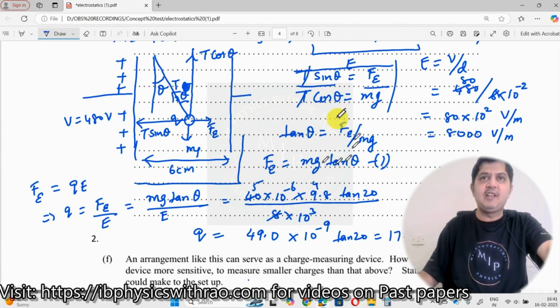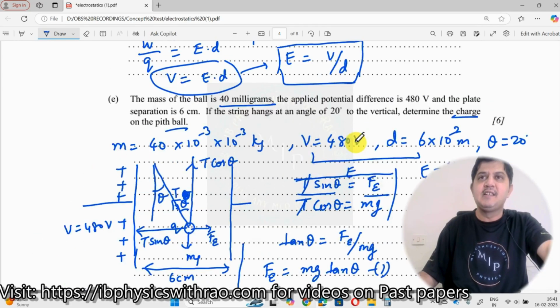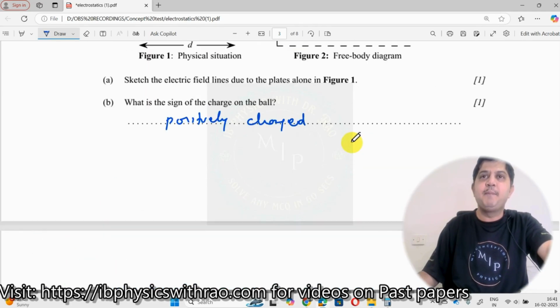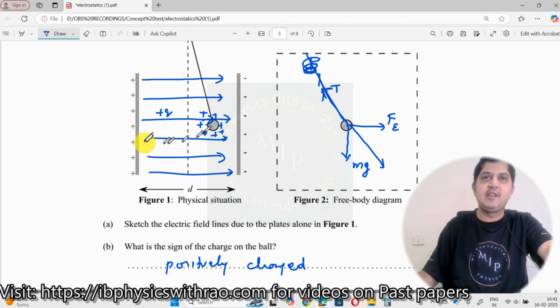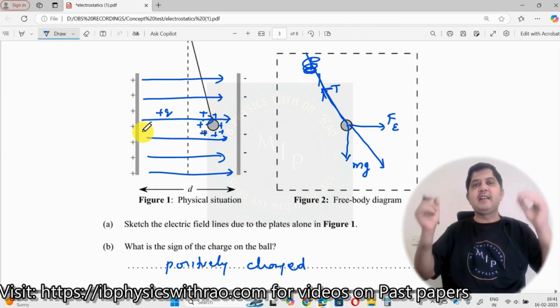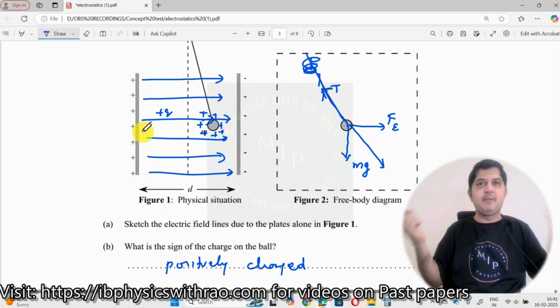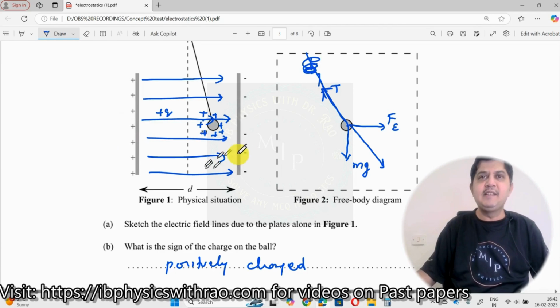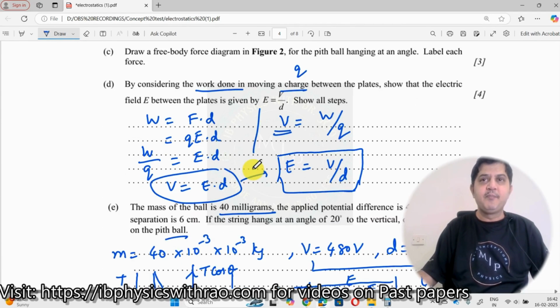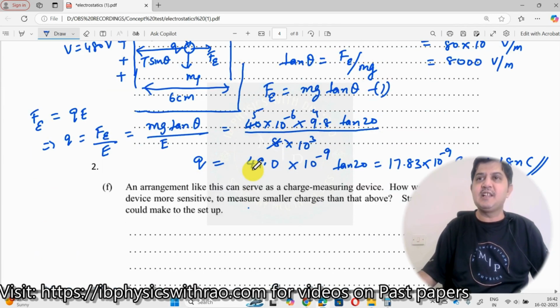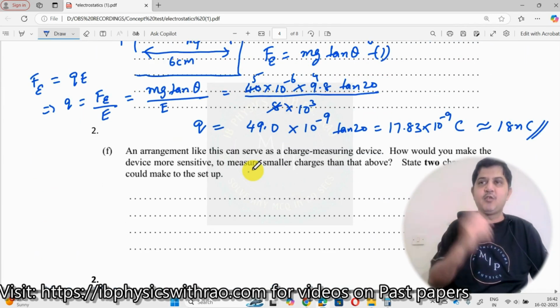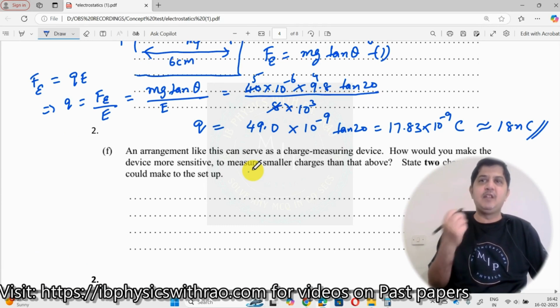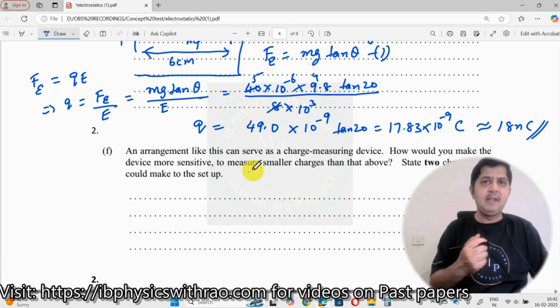So it's a wonderful arrangement to find out the amount of charge present in the fifth ball over here. You just take two plates connected to the positive and negative terminals with a high applied voltage, and by monitoring the angle, you can easily find out the charge. Now, the charge that we have found is 18 nanocoulomb, but I don't want 18 nanocoulomb. I want to find out a much lesser value also. So what changes would you like to apply?